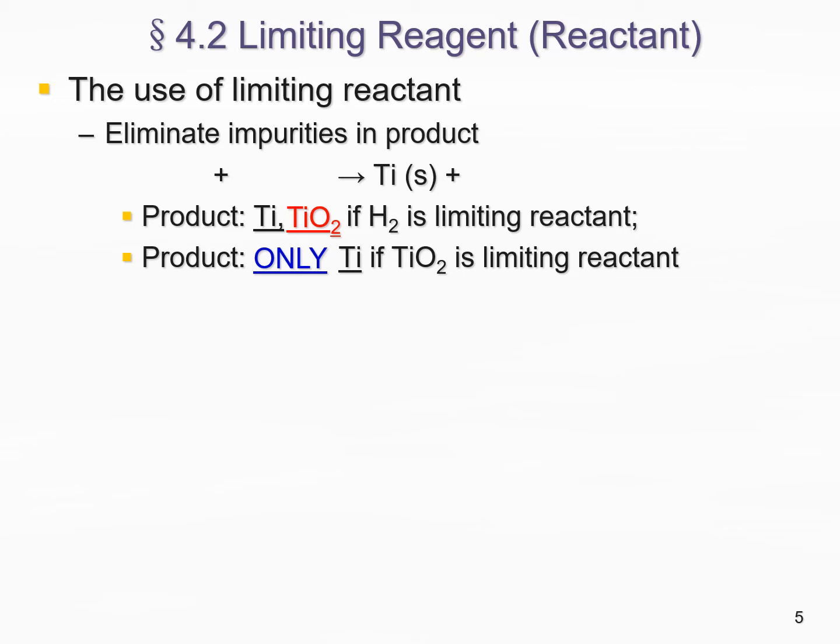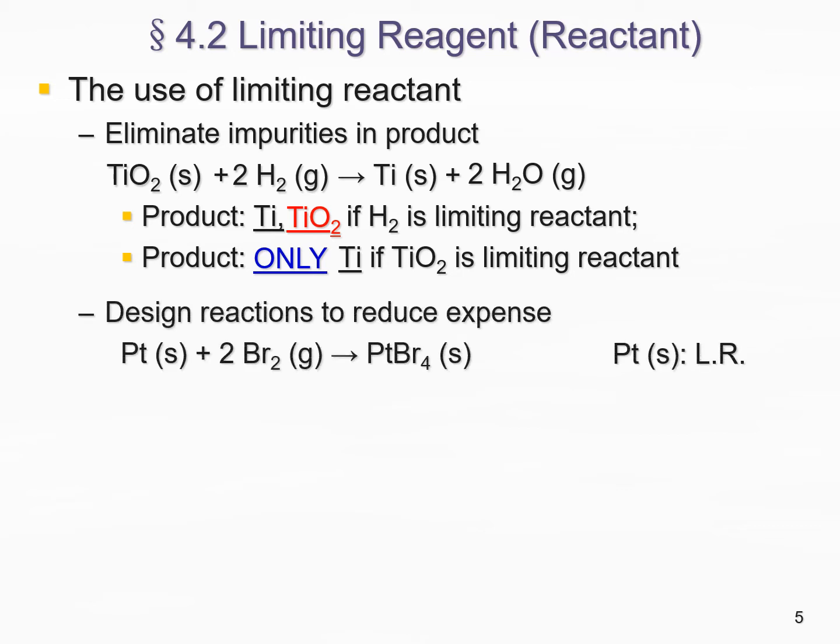I'd also like to point out that in industry, hydrogen is a lot cheaper than titanium 4 oxide. So in actual chemical manufacturing, we use 1,000 times excess of hydrogen to react with titanium 4 oxide, so that after the reaction is finished, we can get titanium as pure as possible. So we can save a lot of money in purifying titanium metal.